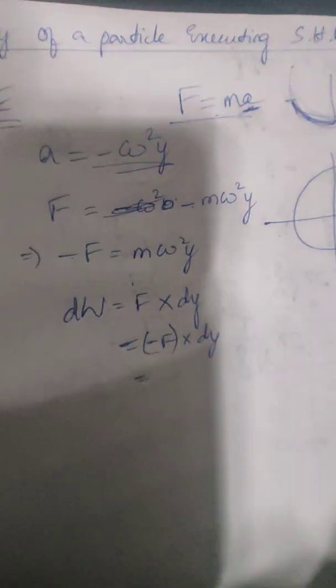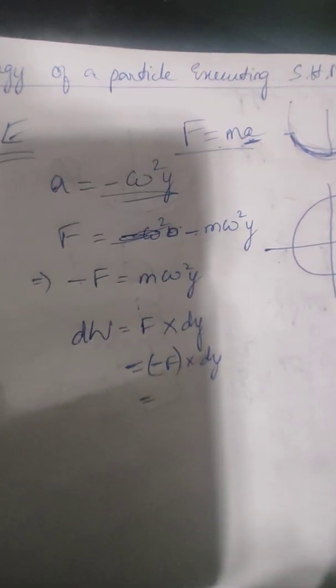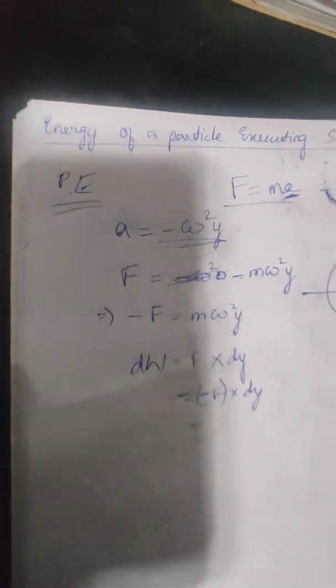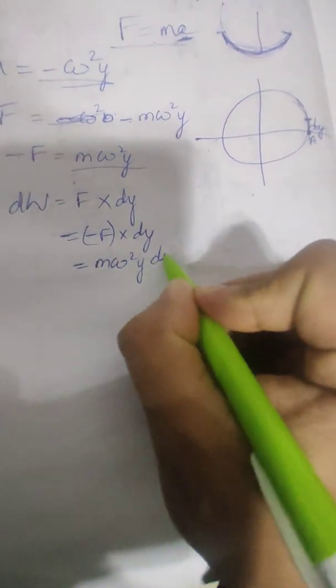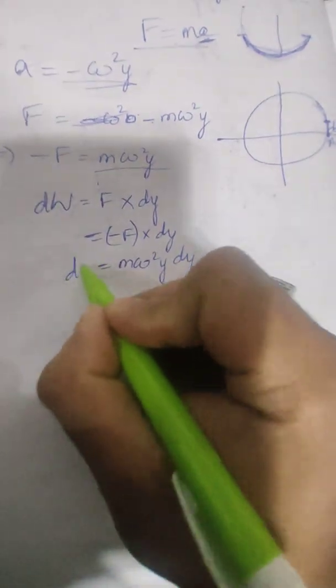So what is minus f? What is the value of minus f? The value of minus f is m omega square y, right? So m omega square y dy. This is the small work done.